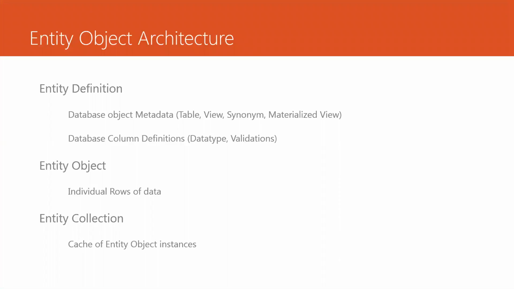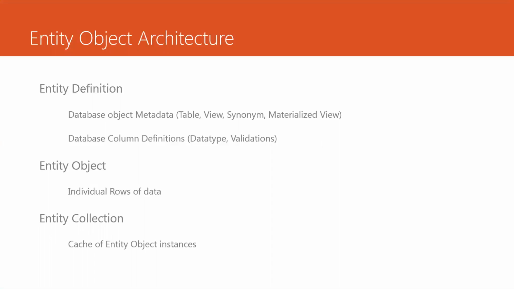So in the architecture, we have definition, object, and collection. Definition will store the metadata about on which database table it is dependent and what types of columns it has. And at the runtime, when we query data or create new rows, each row is created as an entity object which contains data for that particular row, and then a collection which contains these rows.